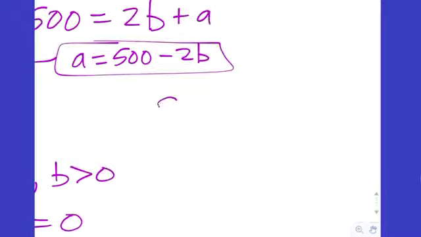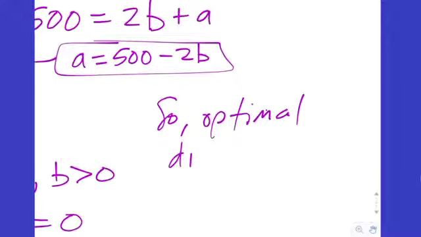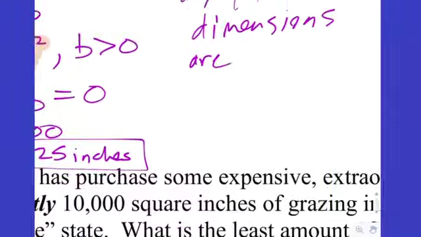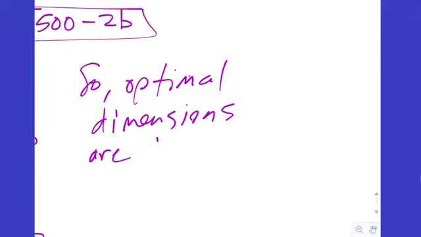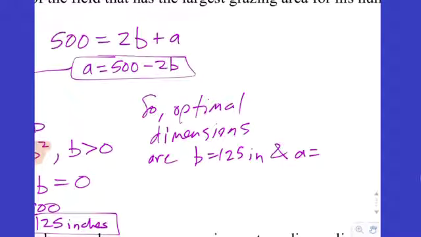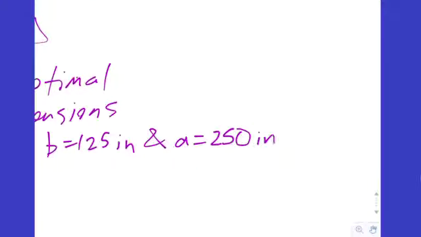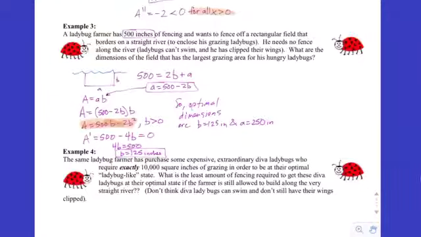So, we'll say the optimal dimensions are, and then we'll list the first one, B equals 125, and A is equal to, you could probably just figure it out in your head. If you plug 125 back in up here, remember I boxed it, made it easy to find. It's going to be, what, 250? 250 inches.